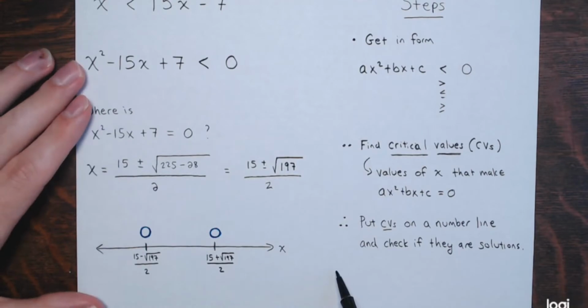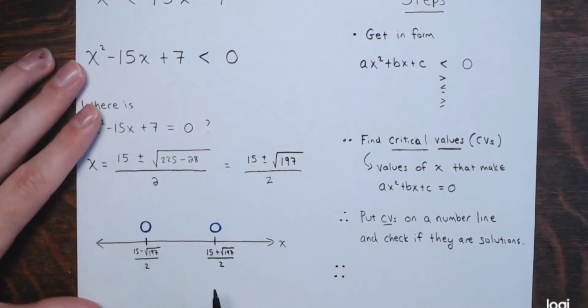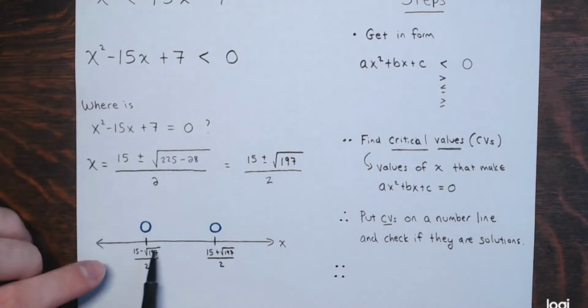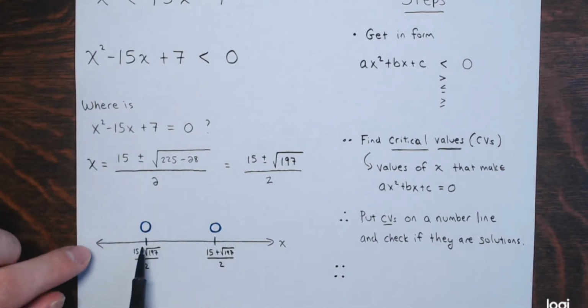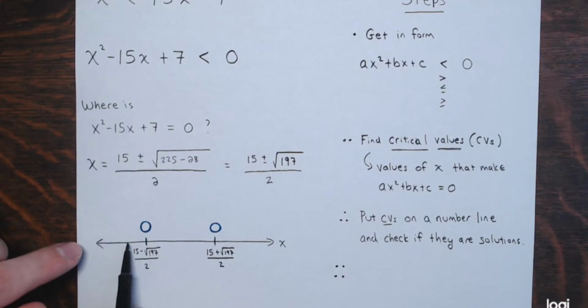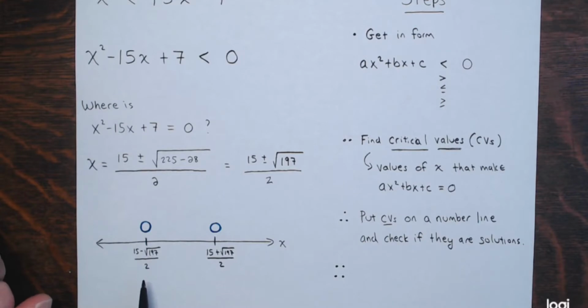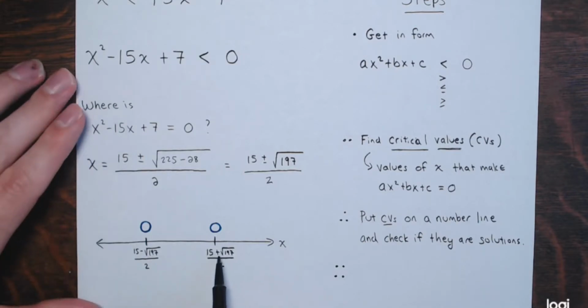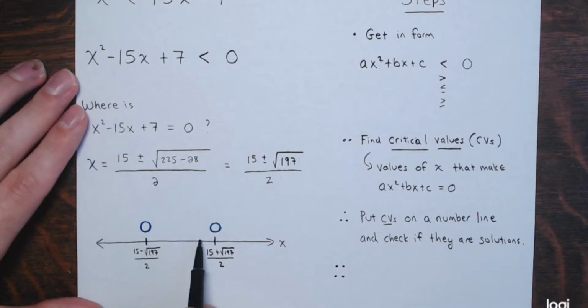And then just like with those rational inequalities, the critical values break up the number line into 3 intervals. There's this interval, to the left of 15 minus the square root of 197 all over 2. And then there's between the two, and then to the right.